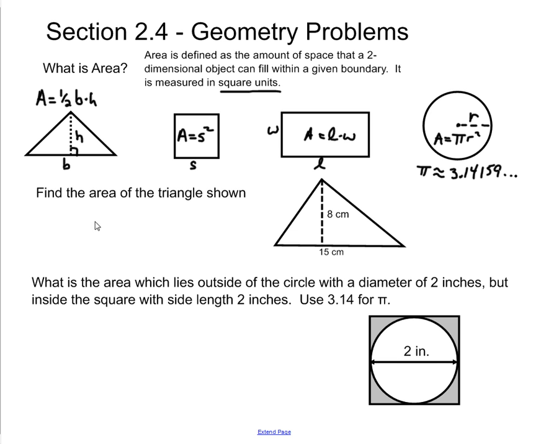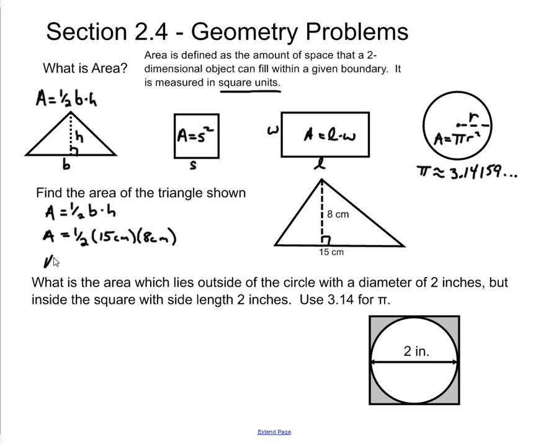Okay, so let's use this. Let's say we're asked to find the area of the triangle shown. Well, in this case, using our triangle formula, area equals 1/2 times the base times the height. We're just going to go ahead and substitute in our numbers right here. We're told that the base is 15 centimeters and the height is 8 centimeters. So let's put that in here. Area is equal to 1/2 times the base, 15 centimeters, times the height, 8 centimeters.